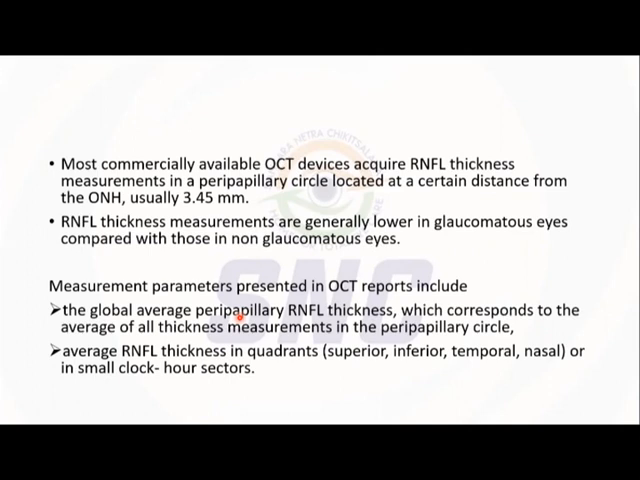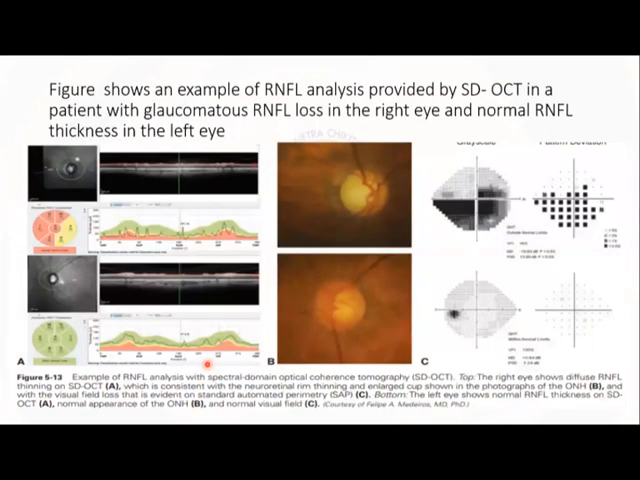And these RNFL thickness measurements are generally lower in glaucomatous eyes compared with non-glaucomatous eyes. Measurement parameters presented in OCT reports include the global average peripapillary retinal nerve fiber layer thickness, which corresponds to the average of all thickness measurements in the peripapillary circle, and the average retinal nerve fiber layer thickness in quadrants, that is superior, inferior, temporal, nasal, or in small clock hour sectors. And this image shows an example of retinal nerve fiber layer analysis by SD-OCT.